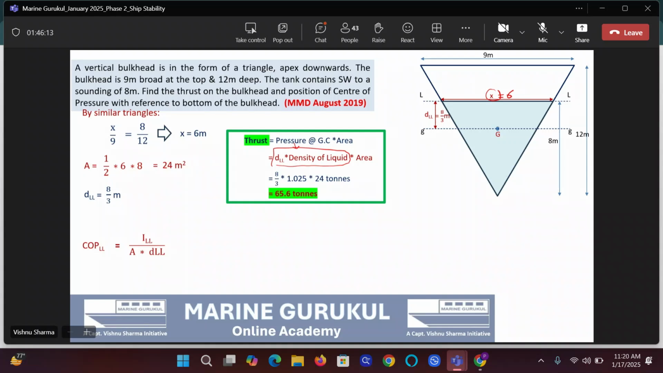Is the liquid level a standard axis about which we have learned any formula? No standard formula. Is it a standard formula? No, sir. DG is the standard axis.